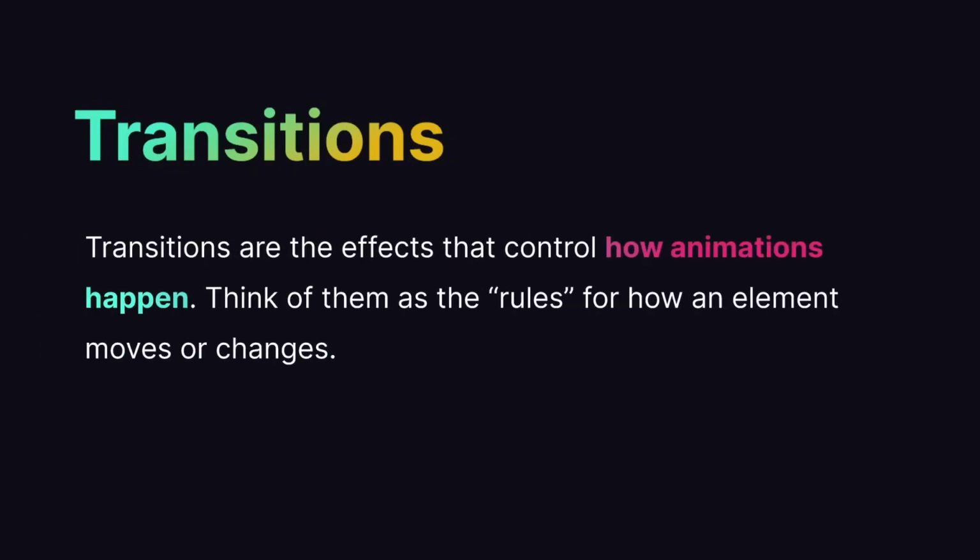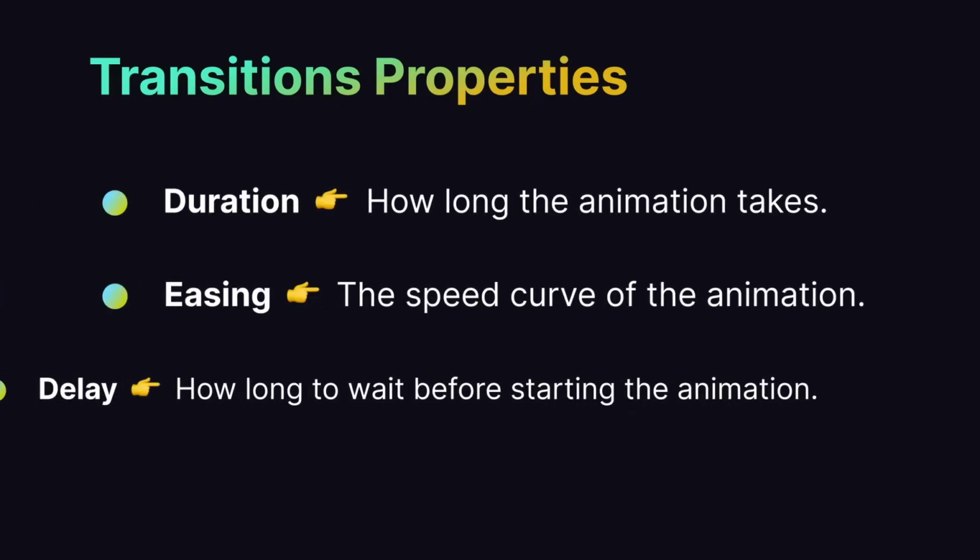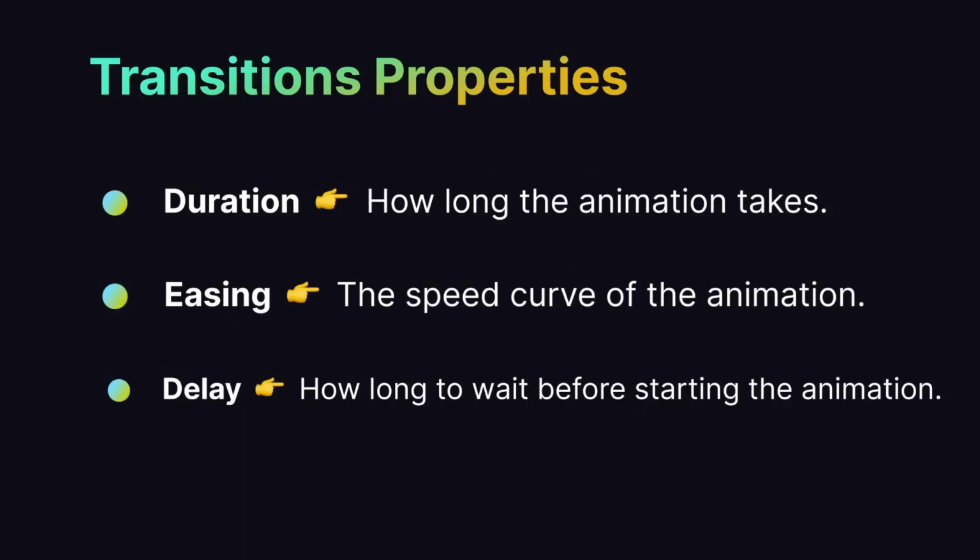Transitions are the effect that controls how the animation happens, and you can think about them as the rules of how the element moves or changes. There are a few properties of transitions, which are duration, easing, and delay. Let's talk about the first one, which is duration. Duration simply means how long the animation will take, and easing simply means the speed curve of the animation, like it will start slow and go fast, or go fast and then stop slow, something like that. Then we have delay, and delay simply means how long we have to wait before starting the animation.